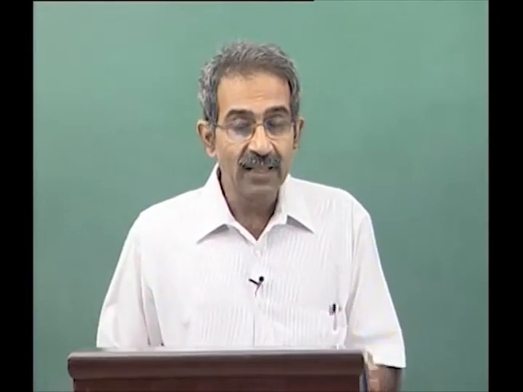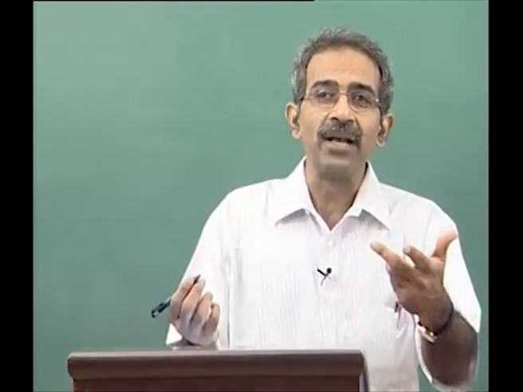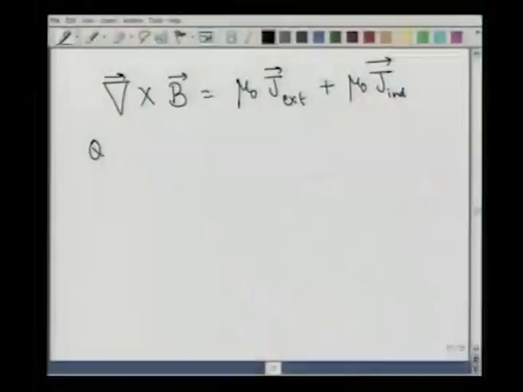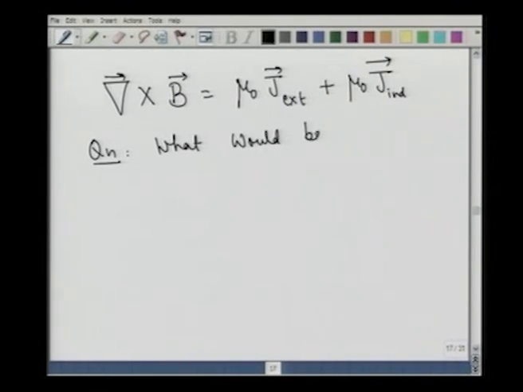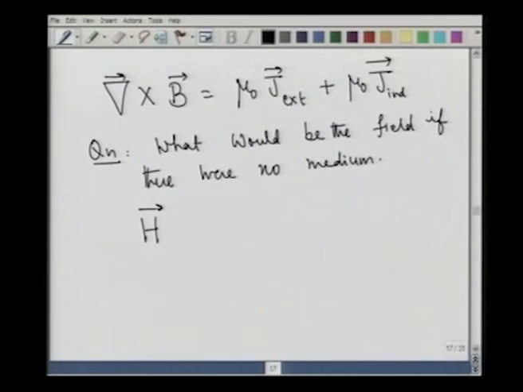Let us recall what we did in the case of electrostatics. We introduced a field called D, the displacement field, which would be sensitive only to the external field. That is, we ask ourselves, suppose there were no medium, what would have been the field? That is the question that we ask. Question: what would be the field if there were no medium? Well, that is given a name and that is called H, the H field.